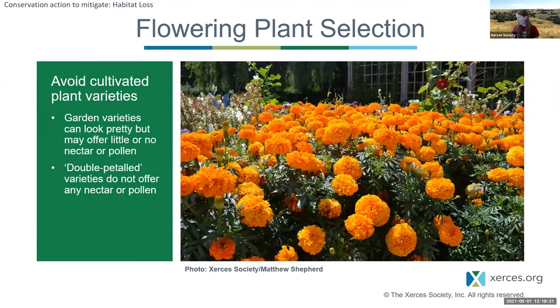And when you go to pick out plants, along with talking to nurseries about the pesticides that are coming in the plants, you want to avoid double petaled varieties. So a lot of plants that you can find nowadays have been modified to look beautiful, but they don't offer very much nectar or pollen. And therefore you're putting in something pretty, but it doesn't have a functional use to it, right? The bees can't access anything from it because there's nothing there.